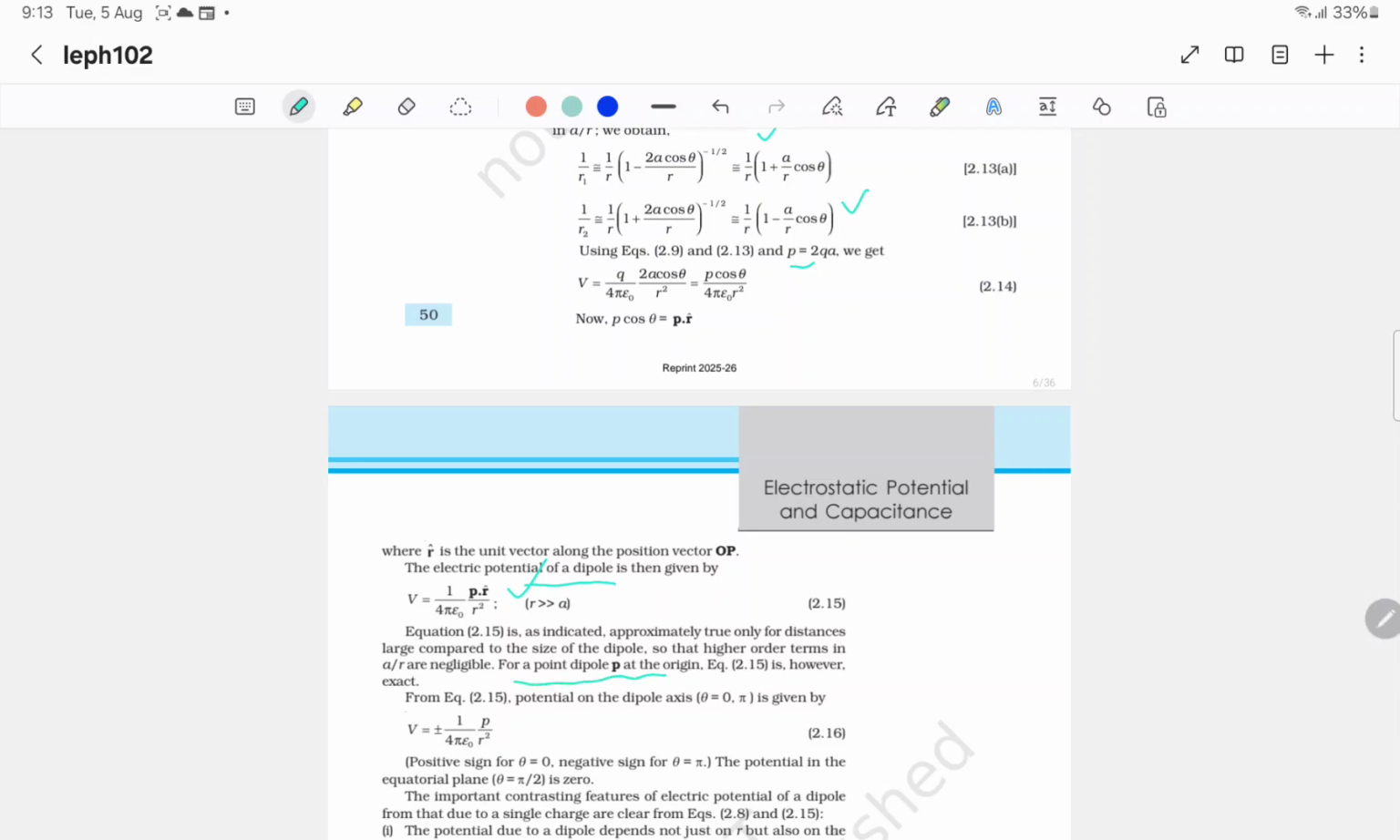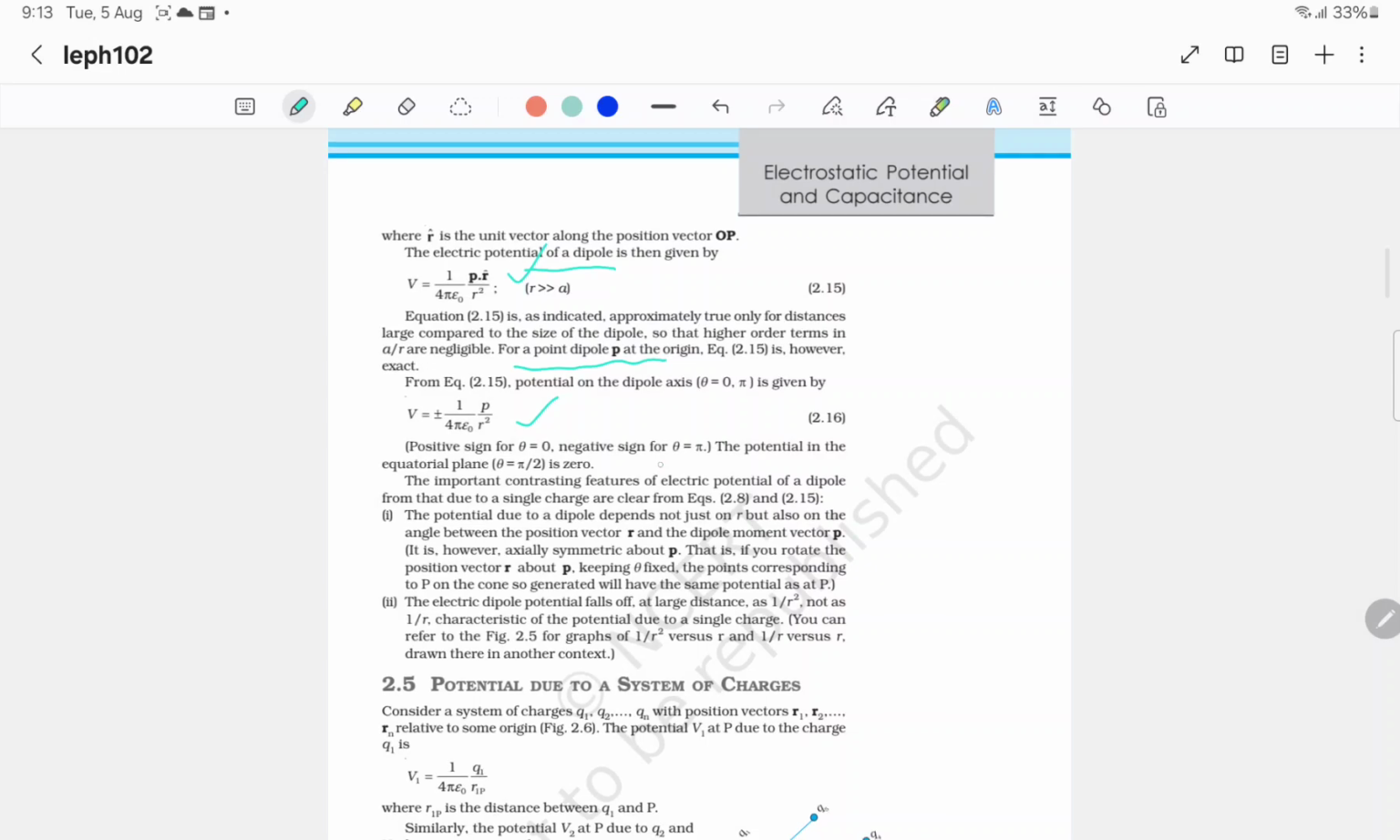For a point along the dipole axis at the origin, V is equal to plus or minus 1 by 4 pi epsilon naught p by r square, with the positive sign for theta equal to 0 and the negative sign for theta equal to pi. The potential in the equatorial plane, theta equal to pi by 2, is 0.